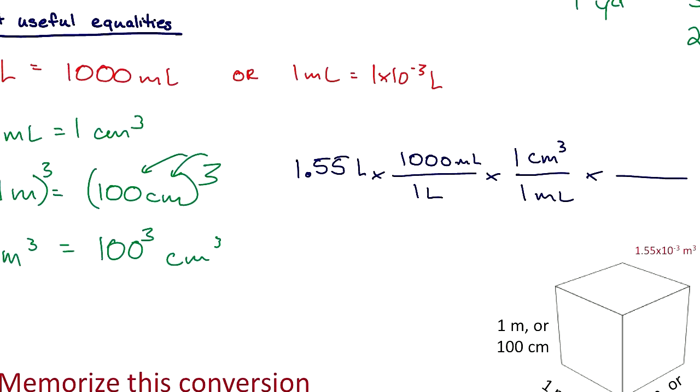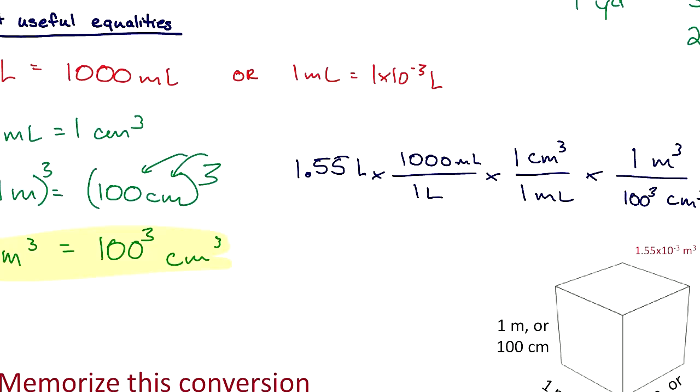Now, since we're in centimeters cubed and we want to go to cubic meters, we're going to use this last equality here, all right? So centimeter cubed is going to go on the bottom. Put the number that's associated with that. So it's 100 cubed on the bottom, and that is equal to 1 cubic meter. And that will be our answer, all right?